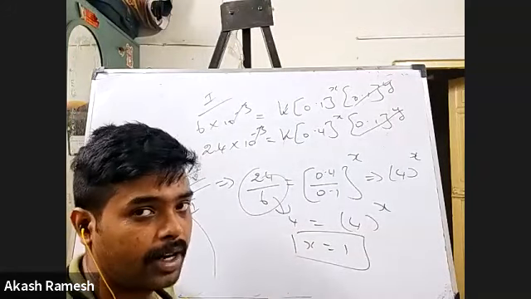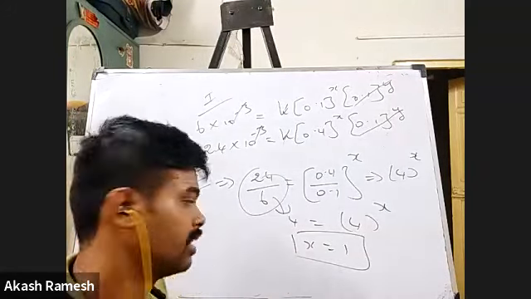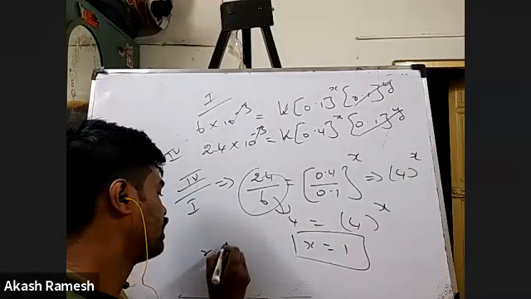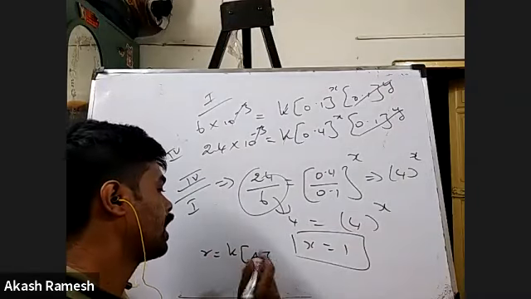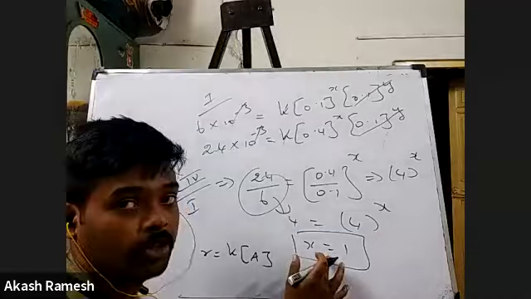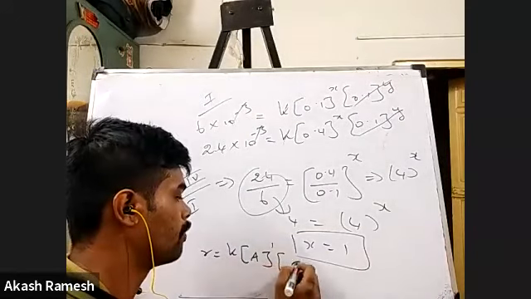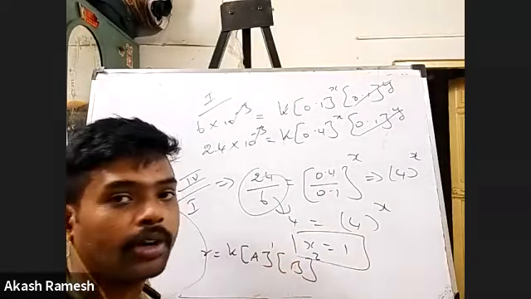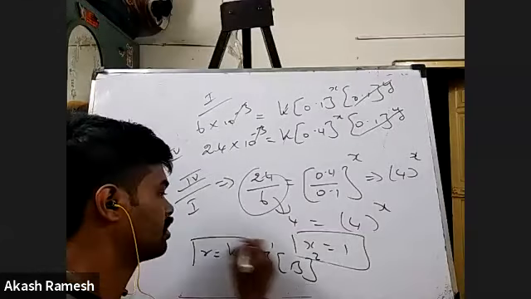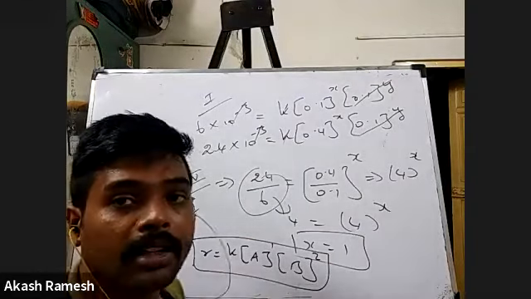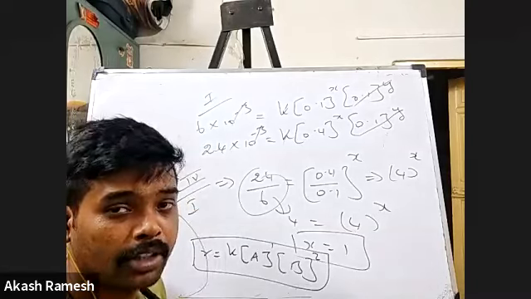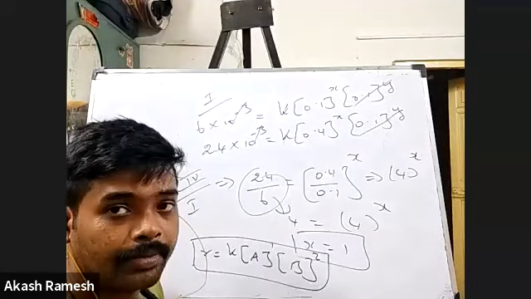That's it. Now I got the answer. Almost I got the first part of the answer. I got the rate law, isn't it? So what is the rate law now? R is equal to k into a power, what is the order with respect to a? 1, into b power 2. Because y I found as 2. That's it. This is the answer. This is the rate law for this particular question, right?